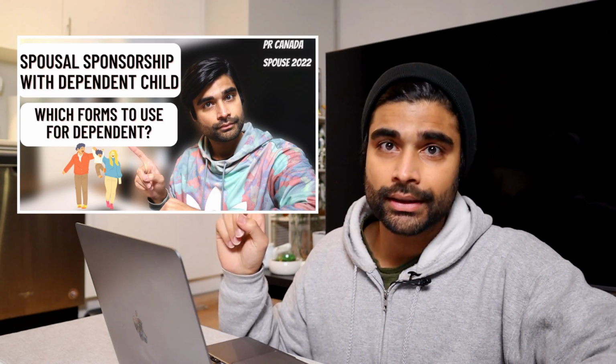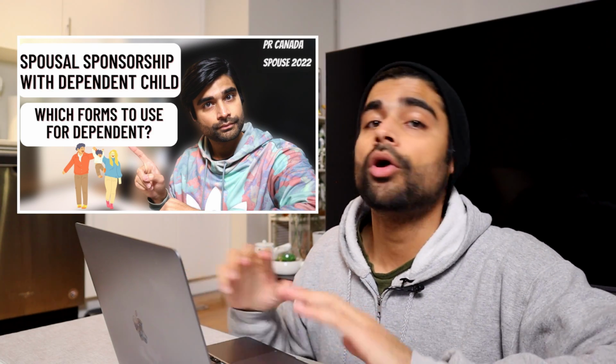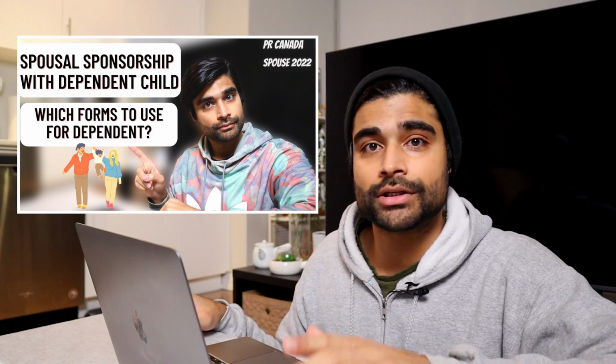And by the way, if you're applying for permanent residence under spousal sponsorship and you have dependent children, there is a different way, the right way to add your dependents to your application. I have covered all of that in this video that should be showing up on the cards here, and it's linked in the description below. So check that video out to learn all about how you can add your dependent children to your spousal sponsorship application.